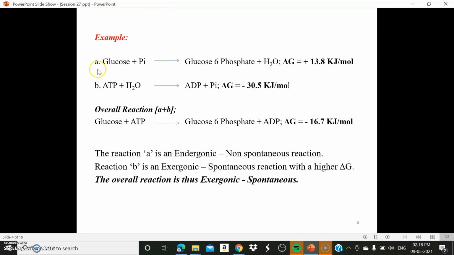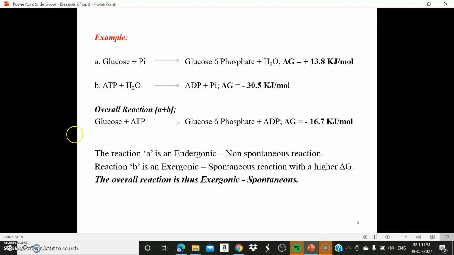If you call this reaction A and this reaction B, you combine A plus B. So cancel out the similar terms on the opposite side: water, Pi. So what do you get? Glucose plus ATP giving glucose 6-phosphate plus ADP, delta G being minus 16.7 kilojoules, or delta G is equal to a negative value. So when delta G becomes a negative value, then the reaction becomes exergonic, spontaneous. Such reactions are called energy coupling reactions.